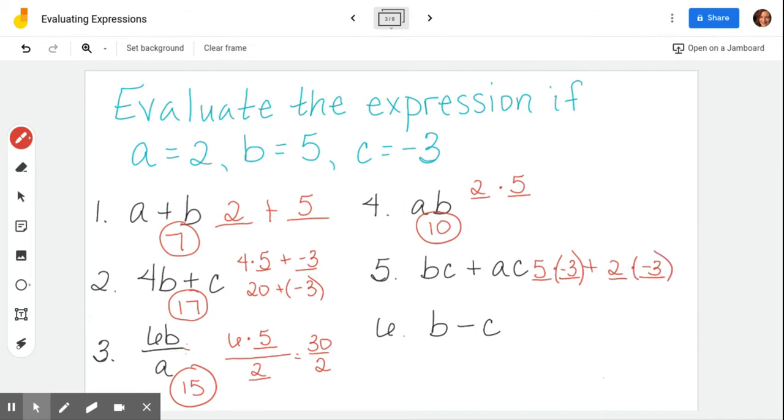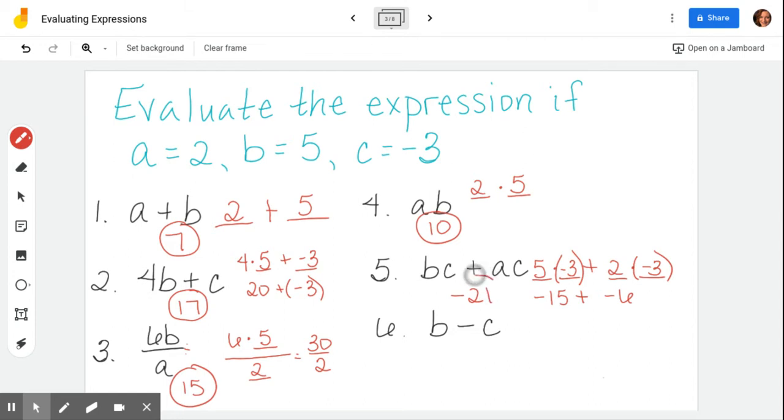5 times -3. Well, 5 times 3 is 15. I only have 1 negative, so he's sad and lonely. He doesn't have a buddy to partner up with, so he makes the whole thing negative. 2 times 3 is 6. I only have 1 negative, so he's sad and lonely and makes the whole thing negative. And now I'm going to add those two together. If I owe 15 and now I owe 6 more, then really I owe 21.